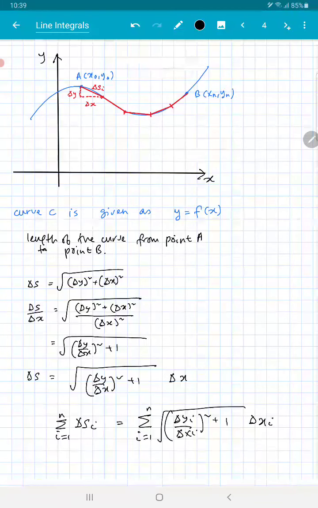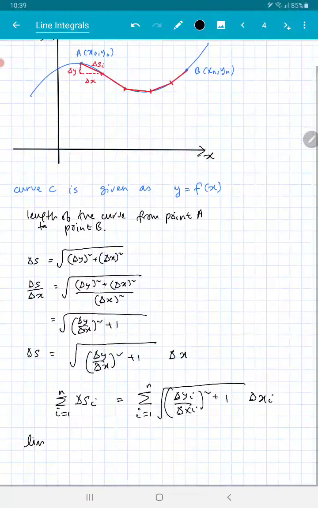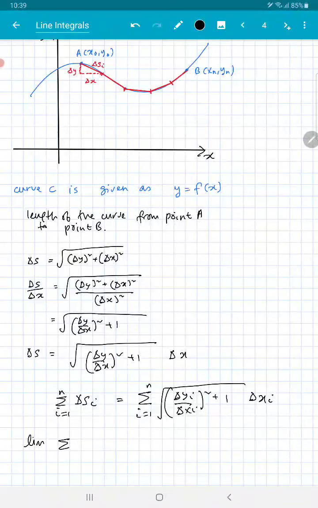If you want this to be more accurate, we're going to partition the line segments into more line segments. The more line segments, the more accurate our answer would be. So delta x and delta y will be very, very close to 0, very, very small. Then we have the sum of delta si, i from 1 till n, but here n approaches infinity because delta x and delta y will be very small, so we would have infinitely many line segments.